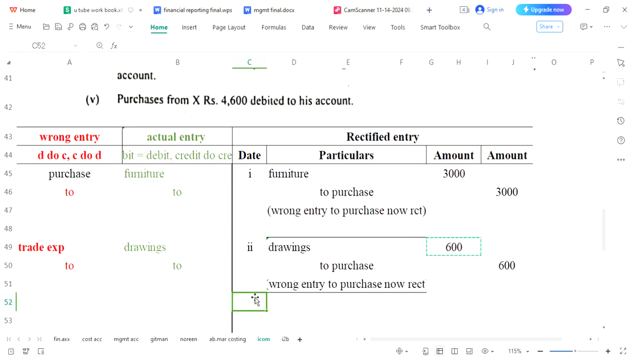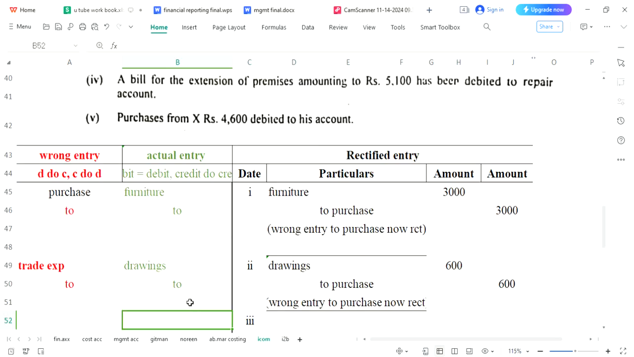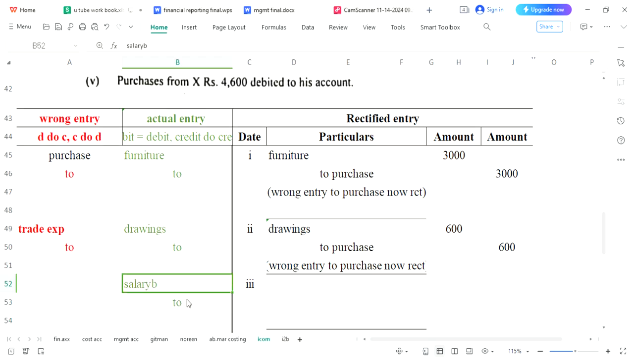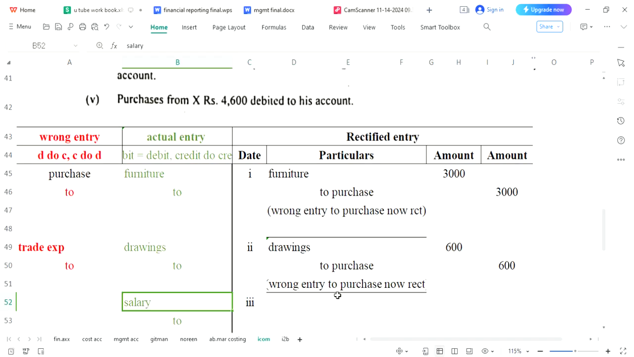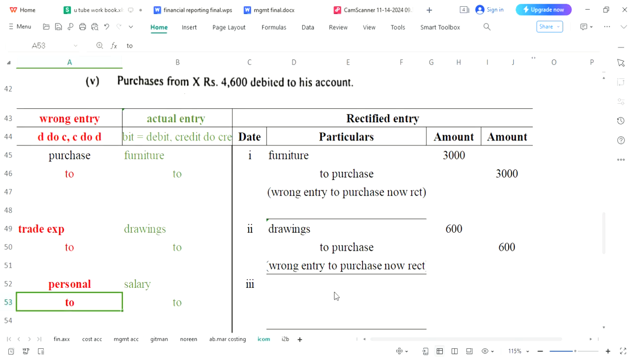Two entries are completed. Now let's see what the third entry is saying. Salary paid. When you pay salary, it's an expense. Expense should be debited. So salary was supposed to be written on the debit side. Now we will see what mistake we have done. Debited to personal account. So instead of salary, personal account was debited, which was wrong.